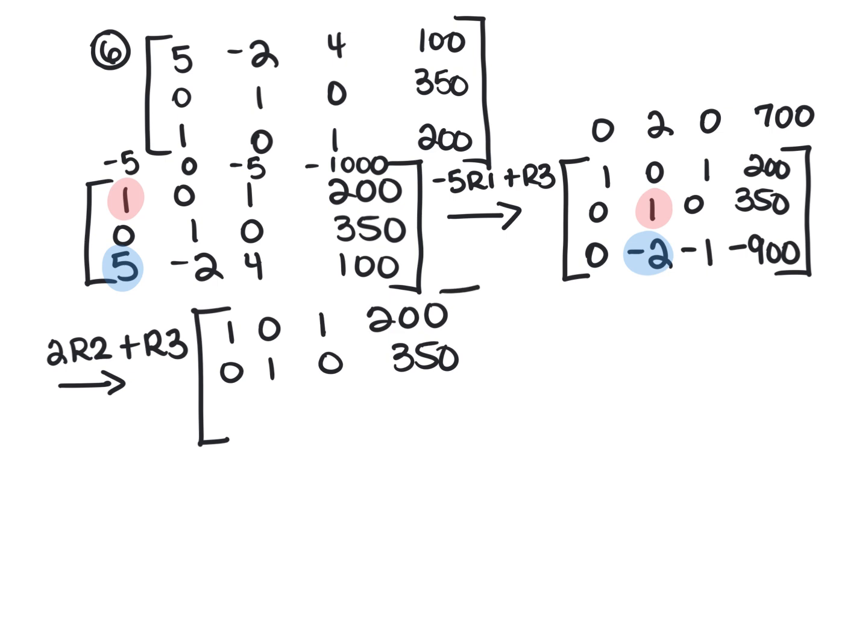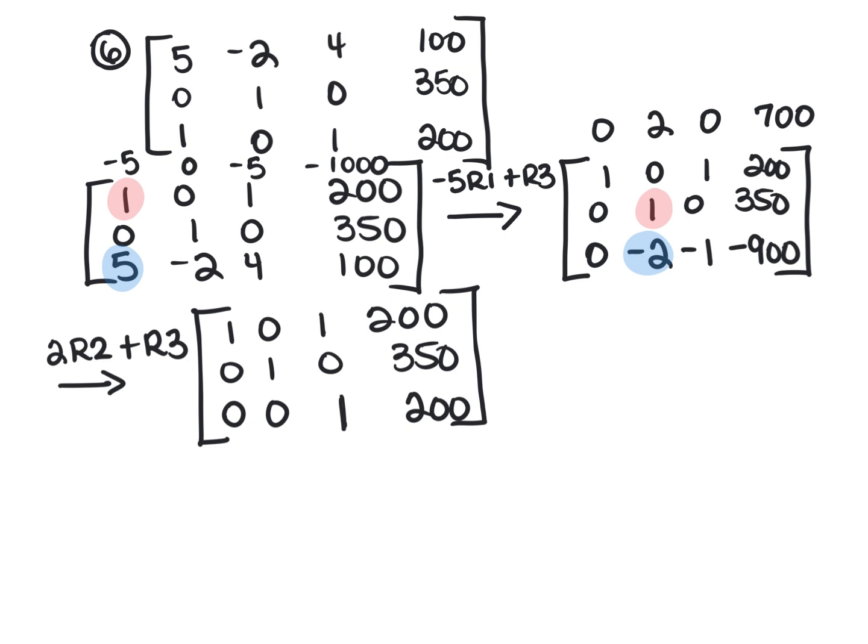And now we add. So we have 0 plus 0 is 0. 2 plus negative 2 is also 0. I have 0 plus negative 1 is negative 1. And then I have 700 minus 900, so I have negative 200. The last thing I'm looking at is this needs to be positive 1. So we multiply that row by a negative, which changes this sign to a positive and this sign to a positive.